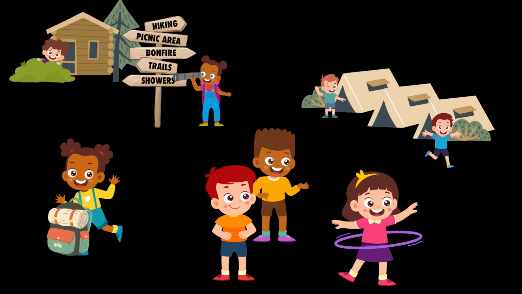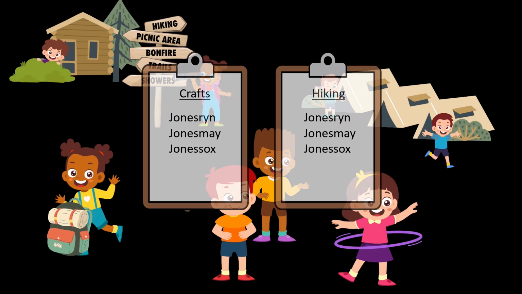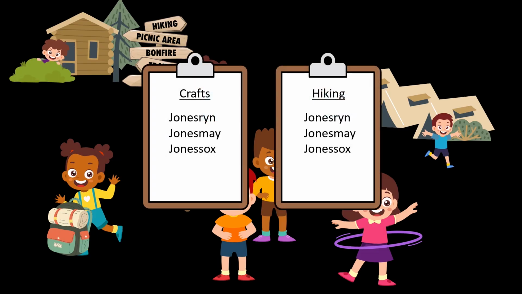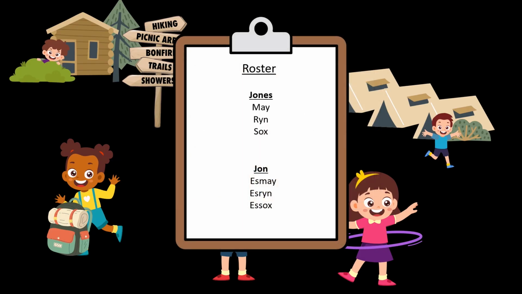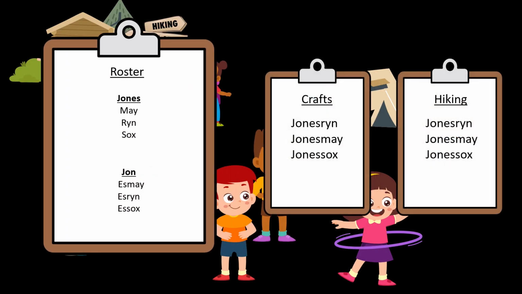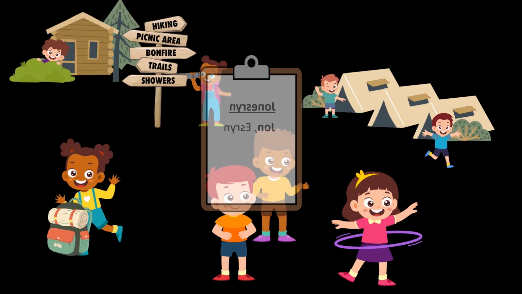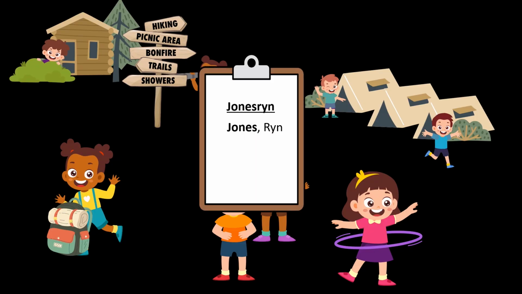You retrieve the sign-up sheets for today's activities and you see this. It is the latest in the kids' trends and you have no idea what it means. You take a look at the master roster in an effort to decipher this code, but it offers no help. Is it Ren Jones or is it Ezra John who's supposed to go hiking?